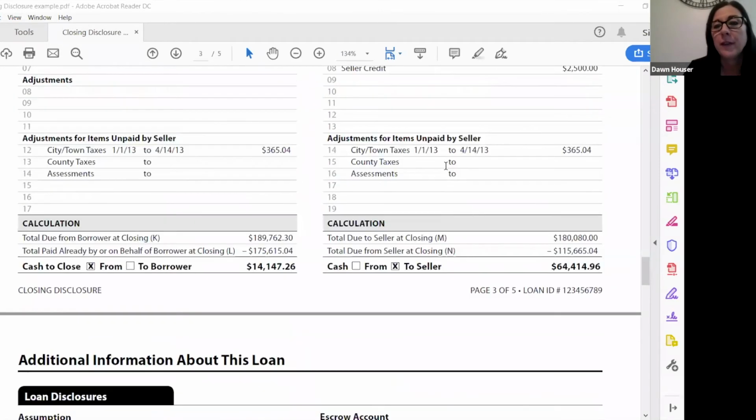All right. So in this example, we're not always going to see what's exactly going to the seller, but the seller is netting $64,414, and then the buyer is having to come to closing with $14,147. Okay, scroll down.